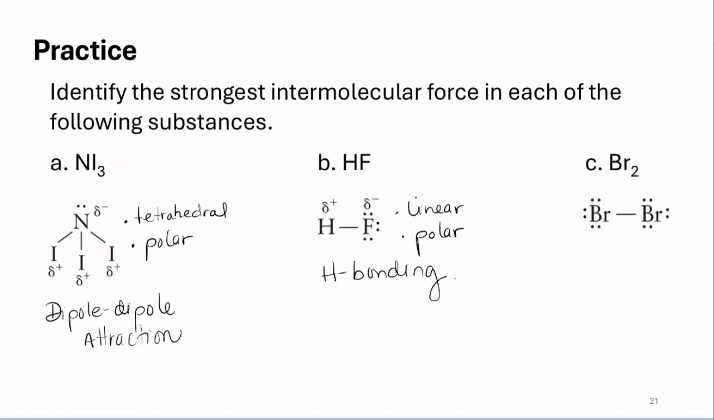Lastly, we have in letter C, Br2. We can observe that Br2 is a non-polar molecule because it is a linear molecule that has symmetry. Moreover, this bond does not have polarization because you're comparing a bromine to a bromine. So this is a non-polar molecule. In non-polar molecules, there's only one intermolecular force that explains it, and that is London dispersion forces.